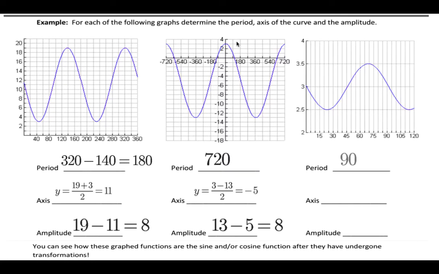And the last one, the period is 90. So it starts here and then it hits there again at about 90 degrees. That's not perfect, but just for the sake of this question, we'll say that that's 90. And so if you look from here to here, you've got a 90-degree period. The axis is a little bit clearer. It's y equals 3. It's the middle line, and the amplitude's a half.